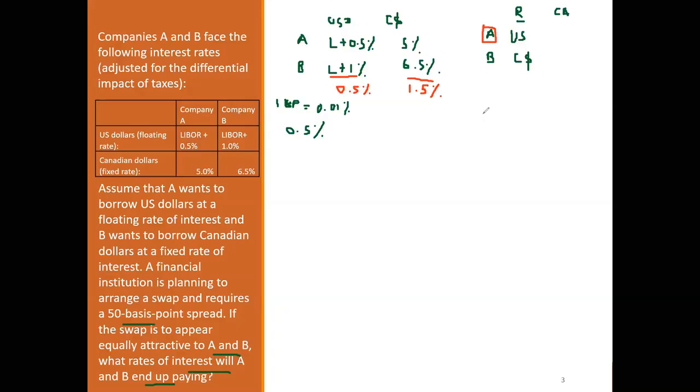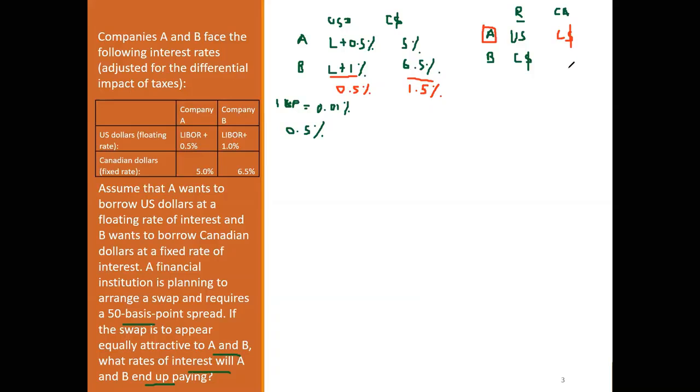Yes, A has a comparative advantage in the Canadian dollar market. Why? Because in the US dollar market, it is paying only 0.5% less, but in the Canadian dollar market, it is paying 1.5% less. So that means it is better off in the Canadian dollar market. So A has a comparative advantage in the Canadian dollar market.